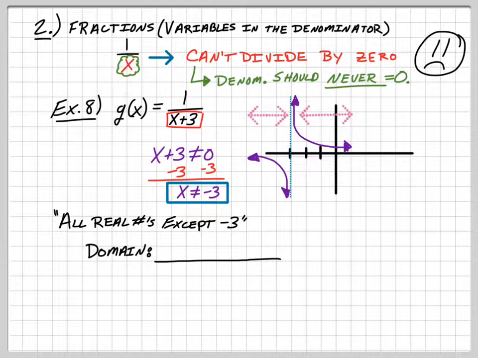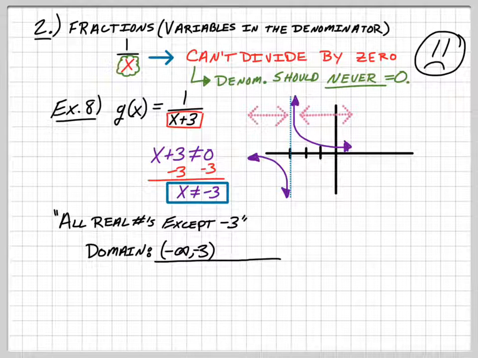So there's two pieces of this domain. For the left-hand piece, that's negative infinity up to -3. And then the right-hand piece would be -3 to positive infinity. And notice I put open parentheses on this -3, right? Because it can never actually touch it. You get as close as you want, but you can never actually touch it.